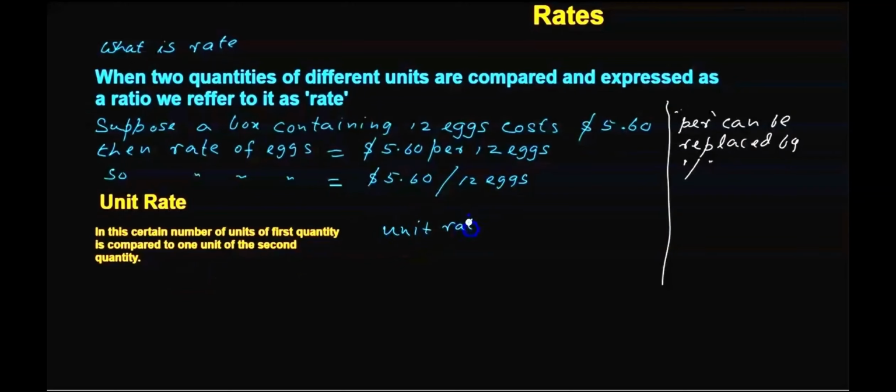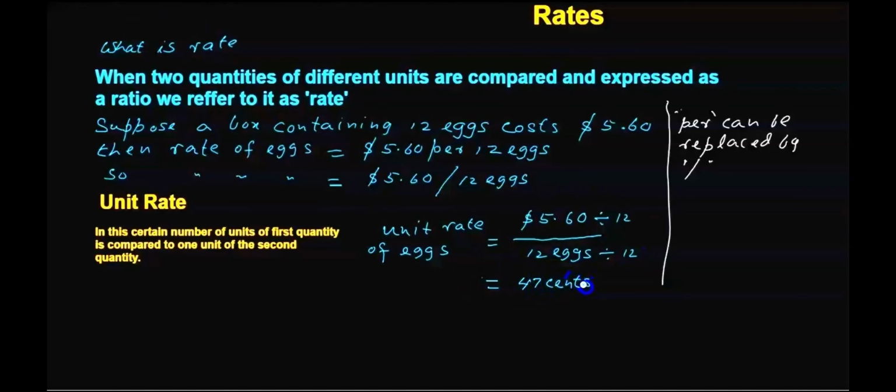Let's find the unit rate of eggs in the given example. In this the number of eggs is 12. We divide the numerator and the denominator of the rate by 12. Then we get the unit rate. It is 47 cents per egg.